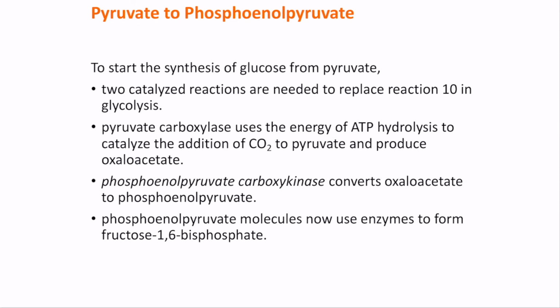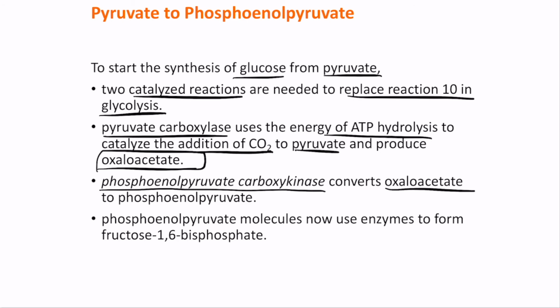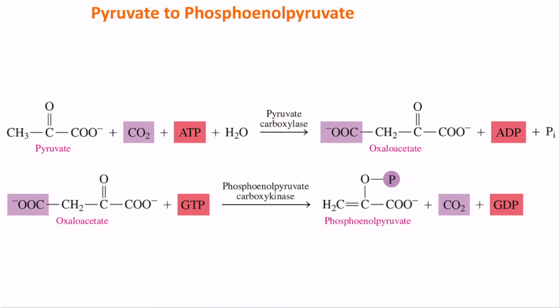To start the synthesis of glucose from pyruvate, you need two catalyzed reactions to replace reaction 10 in glycolysis, where pyruvate carboxylase uses the energy of ATP hydrolysis to catalyze the addition of CO2 to pyruvate and produces oxaloacetate. You have phosphoenolpyruvate carboxykinase, which converts oxaloacetate to phosphoenolpyruvate. These molecules then use enzymes to finally form fructose 1,6 bisphosphate.